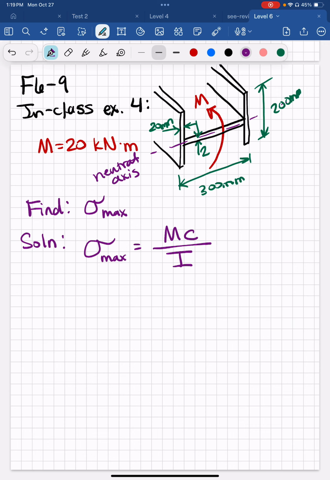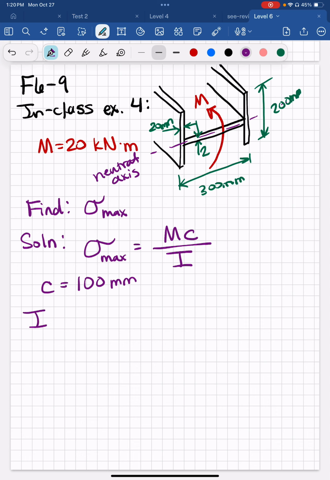C, we know where the maximum would be. The maximum compressive would be up at the very top, up here or here, and the maximum tensile would be down at either of these. The values would be the same for both of those because of the symmetrical design. So I is the main one we need to find. I could have written C equals 100 millimeters, because it's basically just the tip of that beam.